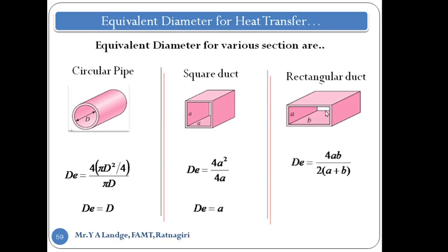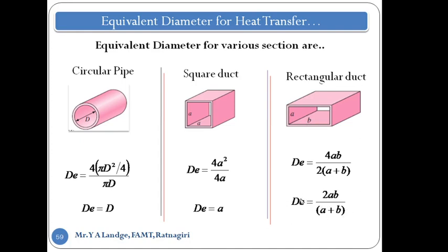Now what is the cross-sectional area for this case? It is side into the width, A into B. So 4 times A into B is the numerator, upon the wetted perimeter. Now what is the wetted perimeter here? The two sides, 2 times A plus B, because there are two sides given. On that basis, for a rectangular duct the formula is 2 times the value of A, value of B upon A plus B, that will give the D equivalent.